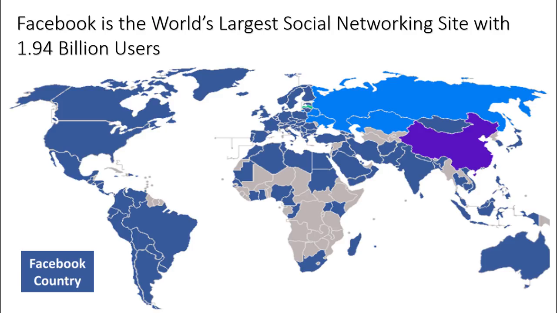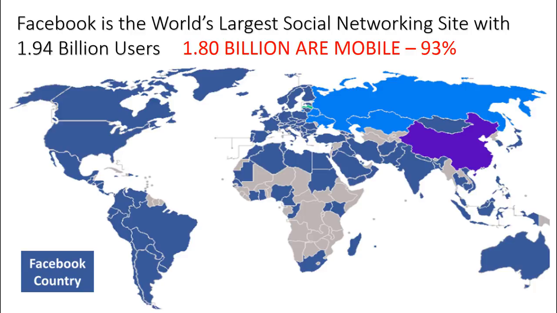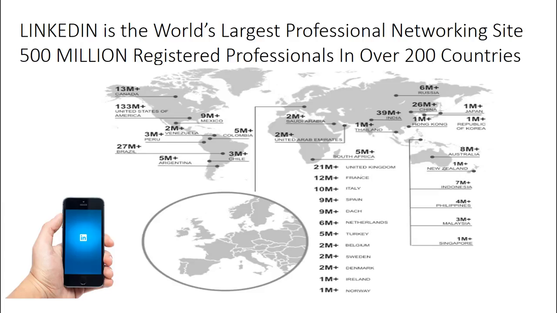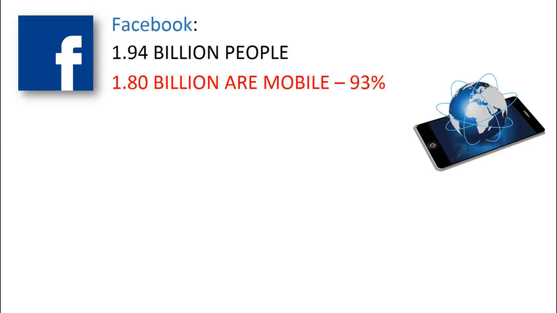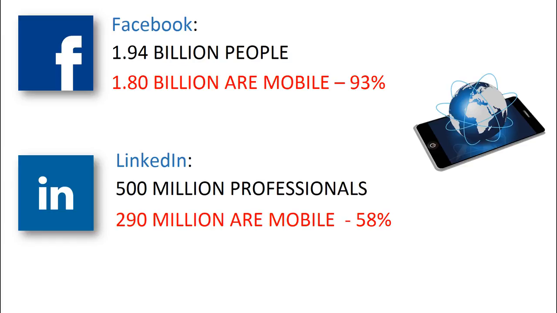Now, Facebook is the world's largest social networking site with 1.94 billion users. And 93% of them are mobile. LinkedIn, the world's largest professional networking site, 500 million registered professionals in over 200 countries, and 58% of them are mobile. Think about this. You have all these people on Facebook. 93% of them are accessible on your phone. LinkedIn, 500 million professionals. 58% of them are accessible on your phone.